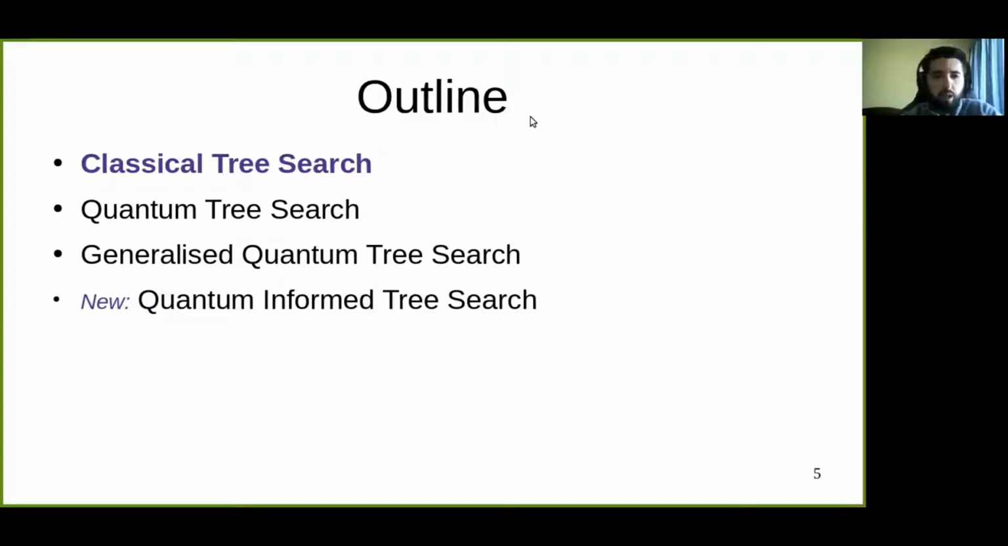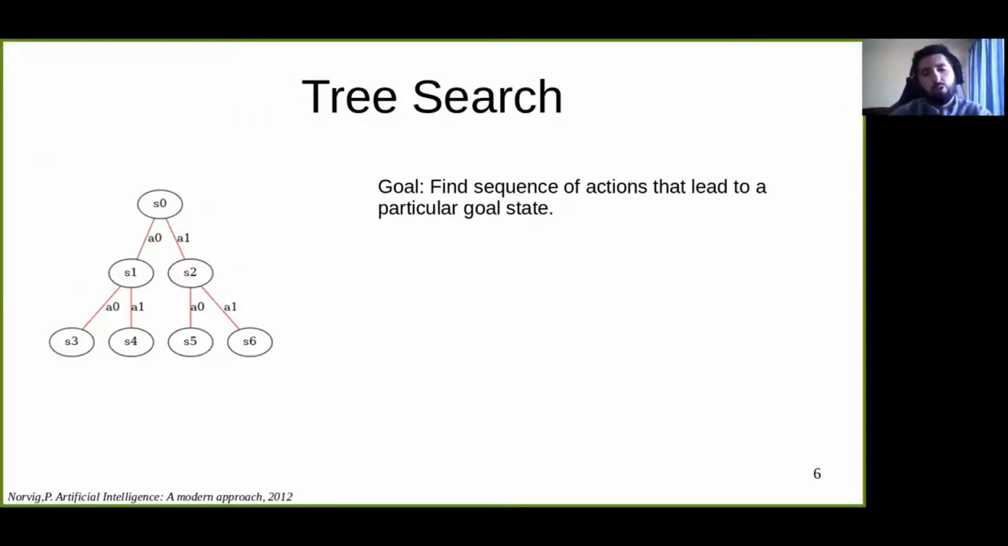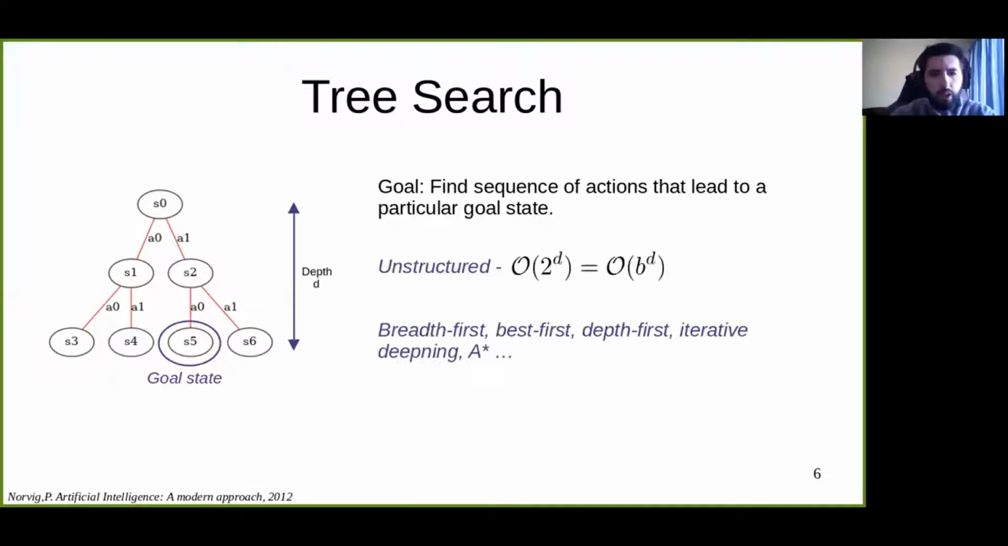Okay, let's start by classical tree search then. Now, in tree search, the goal is to find a sequence of actions that lead to a goal state. So we start in a given node, and we have a goal state that we want to reach, and so we need to find the optimal sequence of actions. Now, given that we don't know anything about the structure of this tree, in the most general form, the complexity will be the branching factor B to the depth of the tree, D.